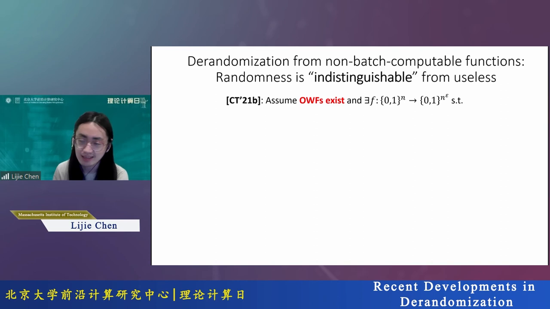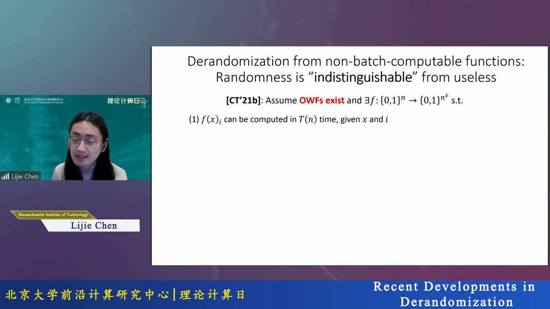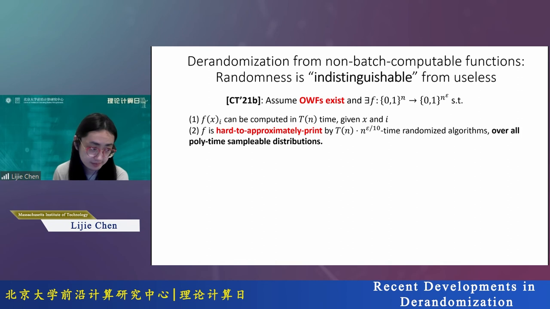First, we assume one-way functions exist, which is quite standard. And then we assume there exists a function f from n bits to n^epsilon bits, where epsilon is something very small, such that, first, for every x and i, the i-th bit of f(x) can be computed in polylog n time. So each bit of f is computable in polylog n time, and computing the whole output of f requires polylog n times n^epsilon time. And second, f is hard to approximately compute by polylog n times much less than n^epsilon time randomized algorithms over all polynomial time sampleable distributions.